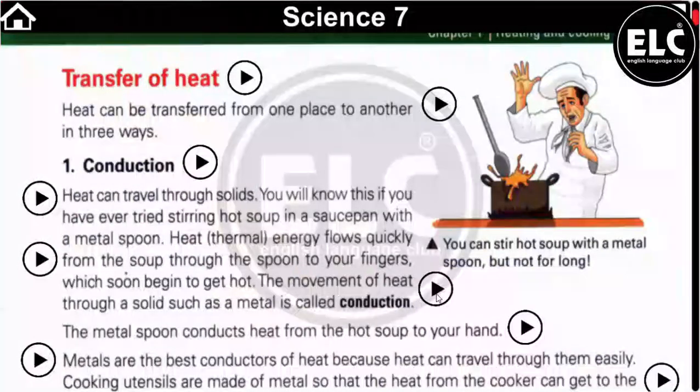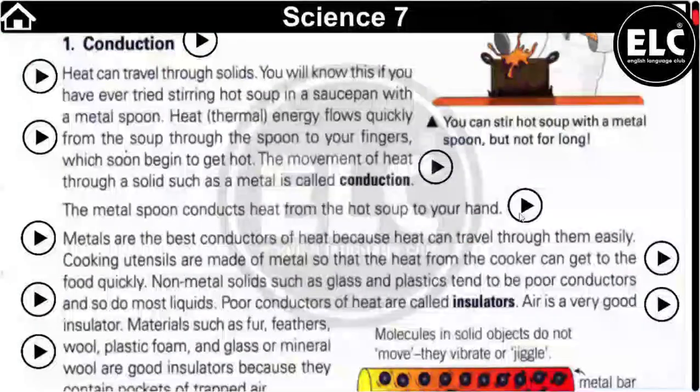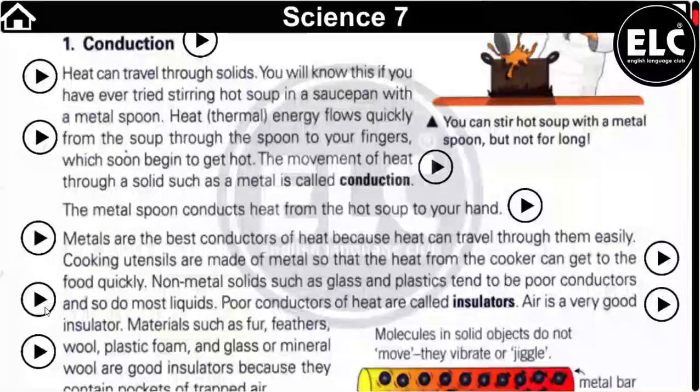The movement of heat through a solid such as a metal is called conduction. The metal spoon conducts heat from the hot soup to your hand. Metals are the best conductors of heat because heat can travel through them easily. Cooking utensils are made of metal so that the heat from the cooker can get to the food quickly. Non-metal solids such as glass and plastics tend to be poor conductors, and so do most liquids.